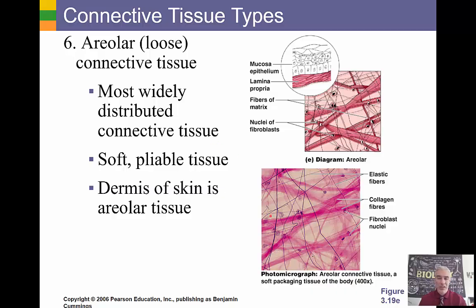So this is a much softer connective tissue. This is the most widely distributed connective tissue. It's also found in the dermis of your skin with the dense irregular. But it's more supple, I guess, soft and pliable.